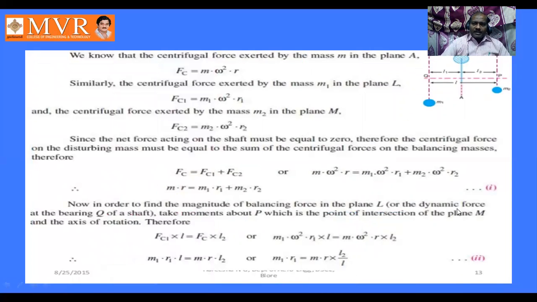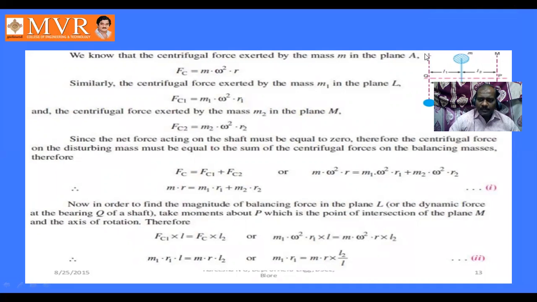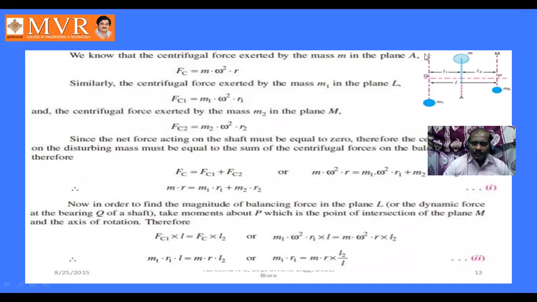So by treating this condition, if L is going to be one parameter, we know the centrifugal force exerted by the mass M on the plane A. This is what we represented in the previous diagram. Similarly, the centrifugal force exerted by the mass m1 in the plane L is m into omega square into r1. On the same axis, m1 and m2 are there, so speed is going to be common. That is, angular velocity is going to be common.